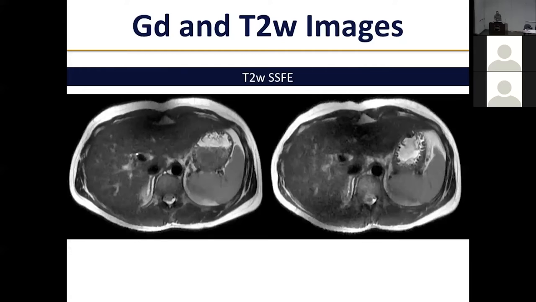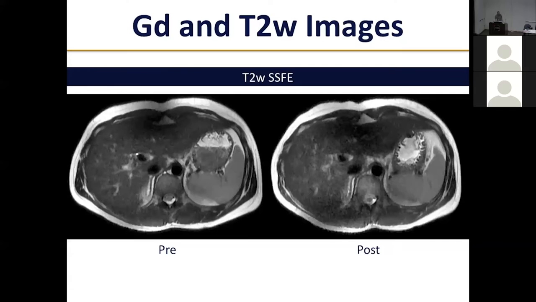And why is that? It's because this particular contrast agent gets into the bile duct and shortens the T2 of the bile duct and makes the bile duct go away. But not literally go away, but makes it go away from our ability to see it. So this is pre-contrast and this is post-contrast. So gadolinium does not affect the appearance of T2 weighted images, with the exception of some contrast agents, which will affect the appearance of the bile duct.